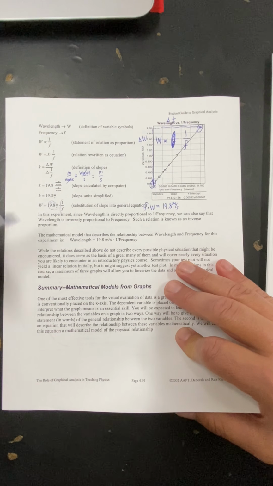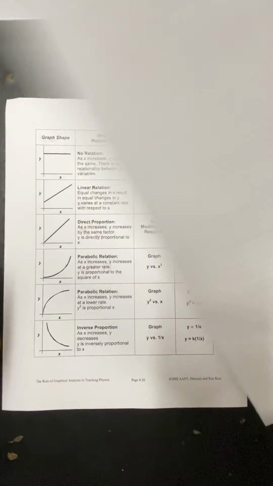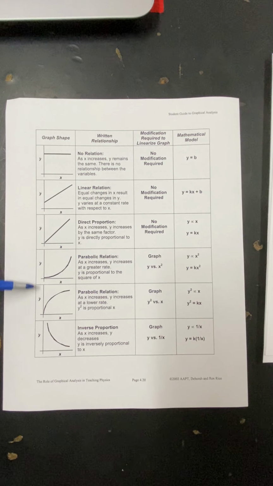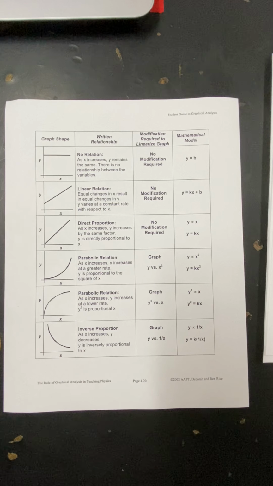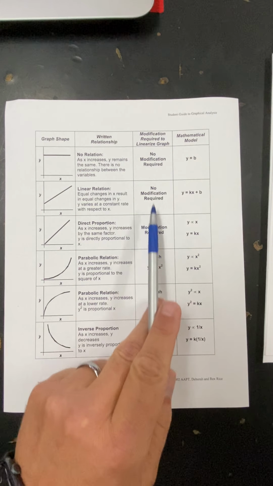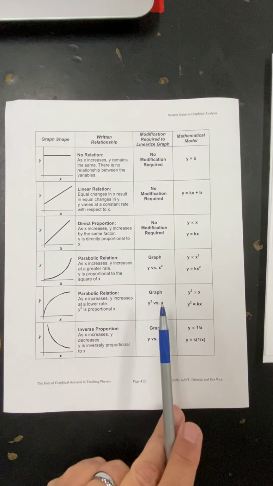Once you have a graph, if it's linear, awesome. Write an equation. If it's not linear, if it looks like this or this or this, you have to linearize it. You have to figure out how to manipulate one of the axes to actually make a linear graph come out of this with a test plot. And this is a nice little guide for you here: modification required to linearize it. Those are already linear, no modification.